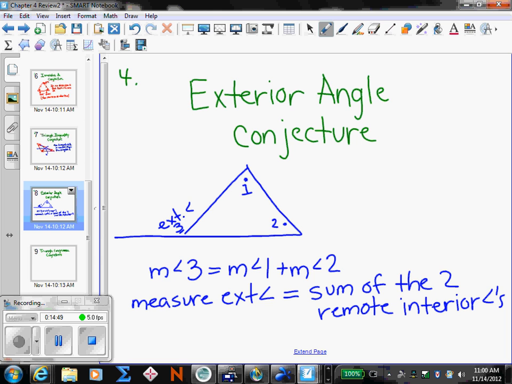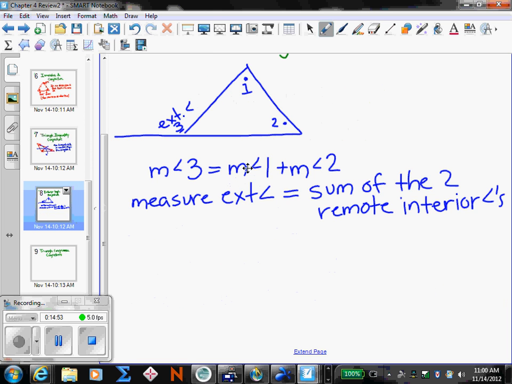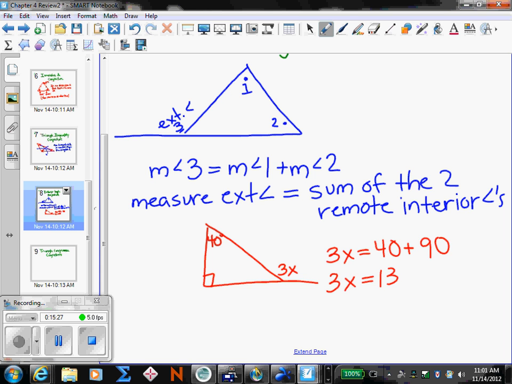So an example problem there. If I'm given an exterior angle, let's say the measure of it is 3x, and all I have on the inside is, let's make this 40 degrees, and let's say this one is 90. So 3x equals 40 plus 90. So then I can solve for x. So 3x equals 130. X is going to equal 130 over 3, which does not divide evenly. So you can write it as 43 and a third is what x will equal. Okay? So a lot of those you're going to have to write equations and solve.